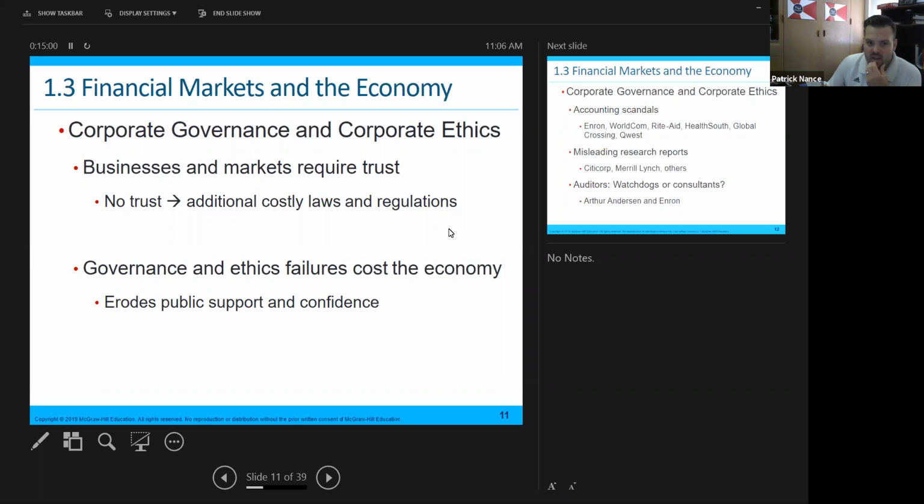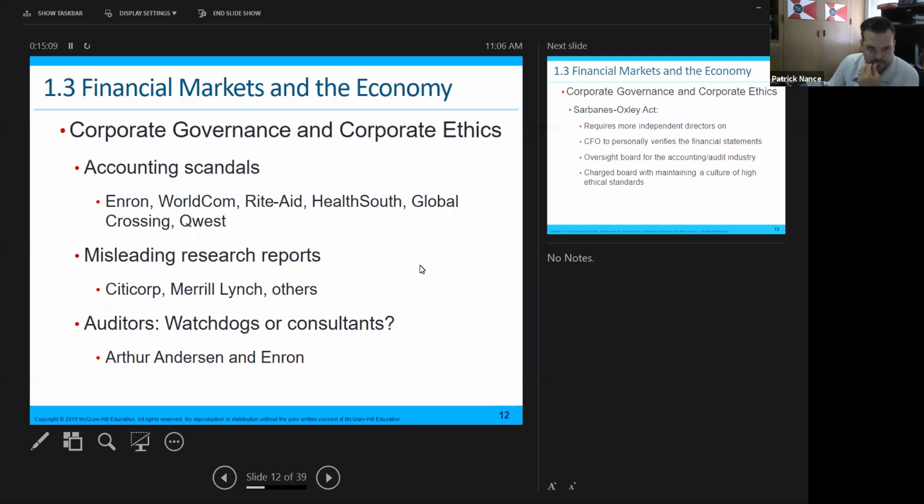Governance and ethics failures not only cost the economy, but also erode public support and confidence. People are less likely to invest when they don't trust the companies they're investing in. Examples: Enron, WorldCom, Rite Aid. Those were the accounting scandals that happened right around 2000, the late 90s, 2000, 2001, and Sarbanes-Oxley, the law, was passed in 2002. Misleading reports. The auditors are the ones responsible to be the watchdogs. They're supposed to be independent.